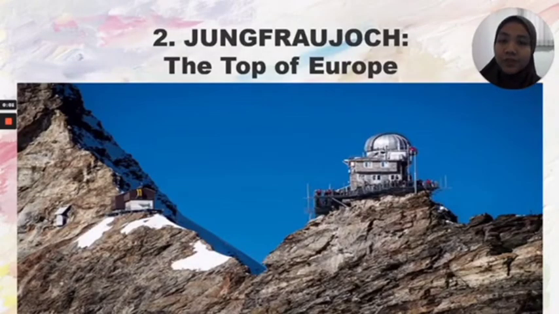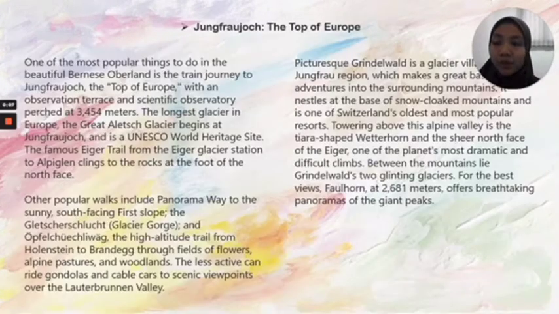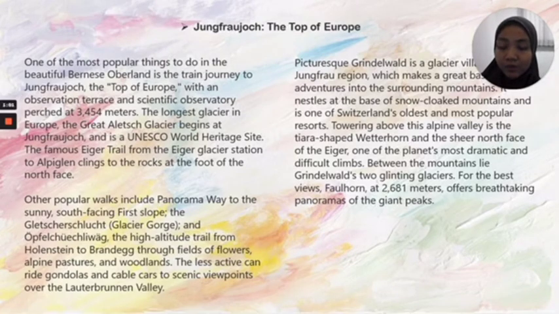The next is Jungfraujoch, the top of Europe. One of the most popular things to do in the beautiful Bernese Oberland is the train journey to Jungfraujoch, the top of Europe, with an observation terrace and scientific observatory at 3,454 meters. Other popular walks include the panorama trail to the sunny south-facing slope, the glacier beauty, and the high-altitude trail from Holistin to Bernese top, full of flowers, alpine pasture and woodland.